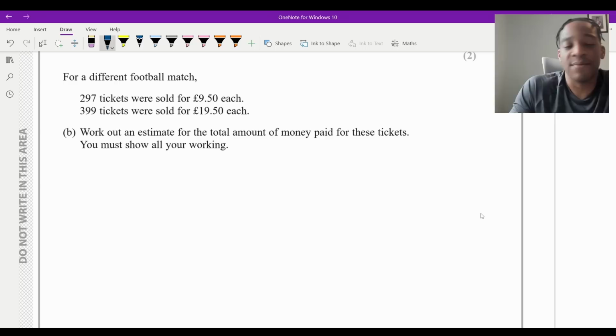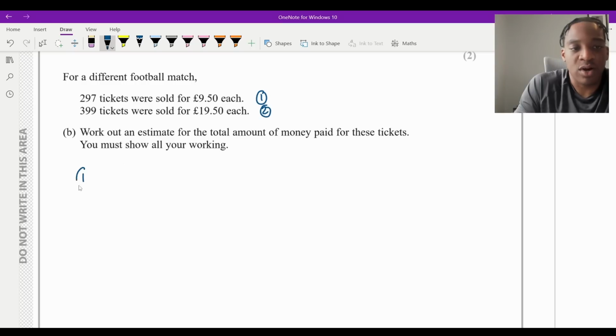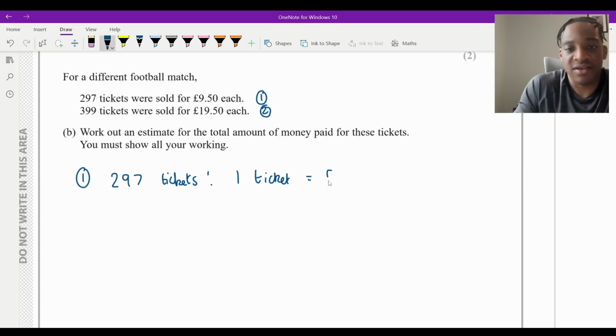Okay, now this is a non-calculator paper and it's an estimate question. So what they want you to do is just round your values. And what you can do here, so we've got 2 pieces of information. I've written number 1 and number 2. So I'll say for number 1, we know that we have 297 tickets. And we know that each ticket is being sold for £9.50. So I'm going to write 1 ticket is equal to £9.50.